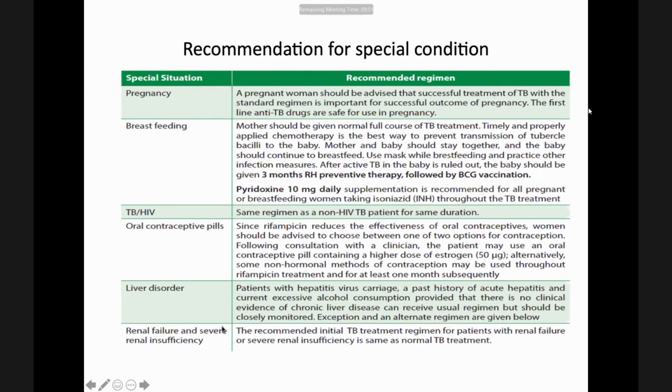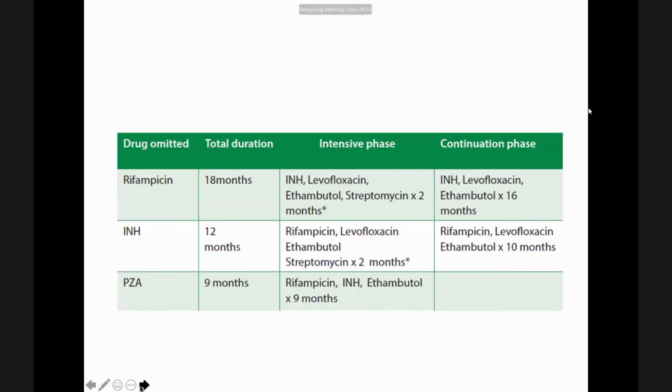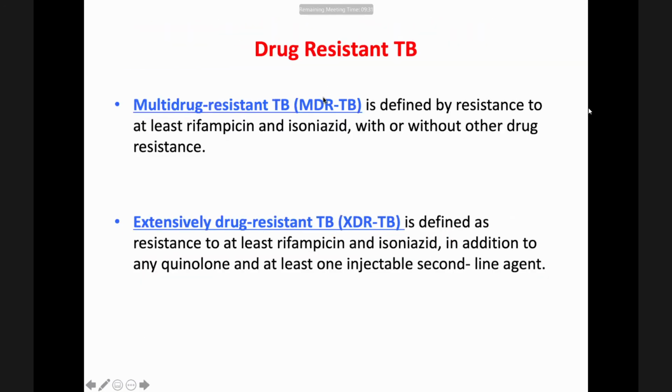Okay, and in case of renal failure and severe renal insufficiency, the recommended initial TB regimen for the patient with renal failure or severe renal insufficiency is the same as the normal TB treatment. Okay, so this is the ideal recommendation for the special conditions. So ATT induced hepatitis is the one. So another is drug resistant TB.